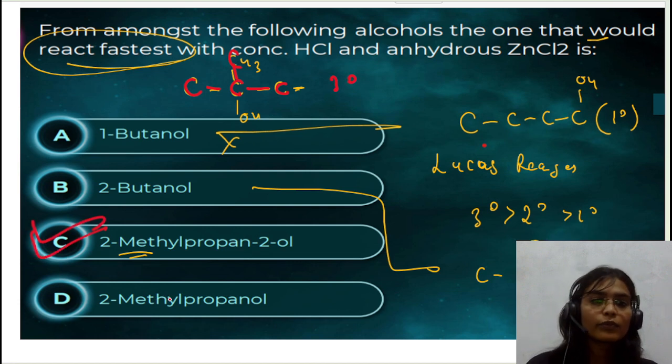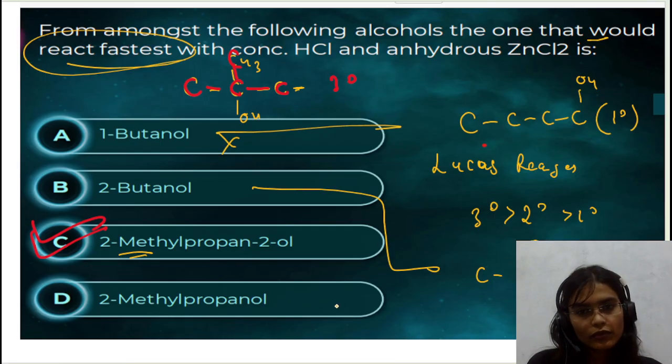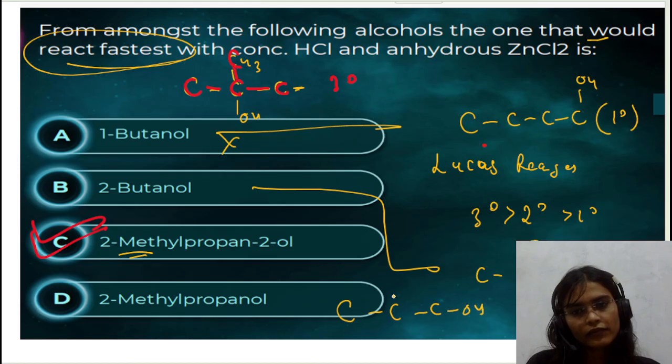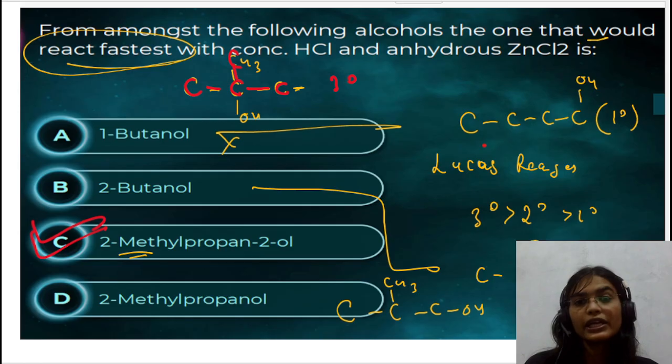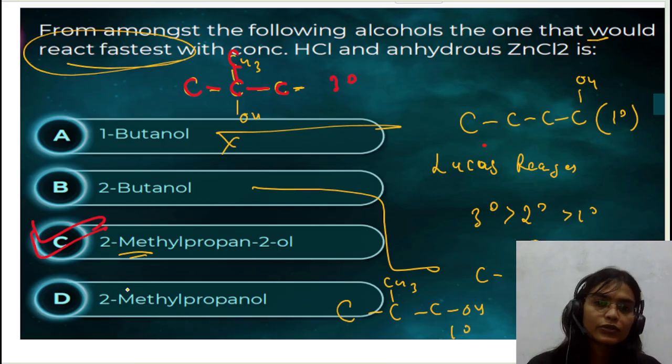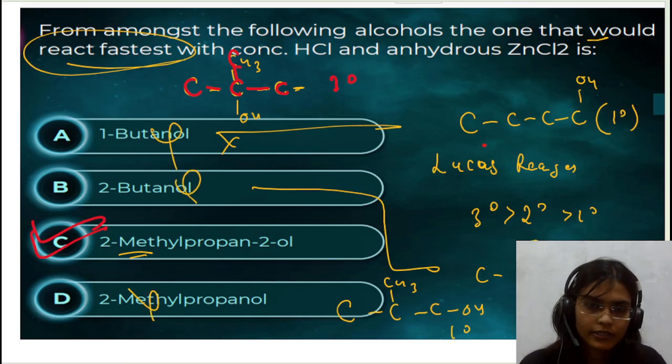And option D, let's check this one as well. Why is this not correct here? It's a propanol: one carbon, two carbon, three carbon. Because we already have this as a primary alcohol, it's incorrect. Only option C is the correct answer here.